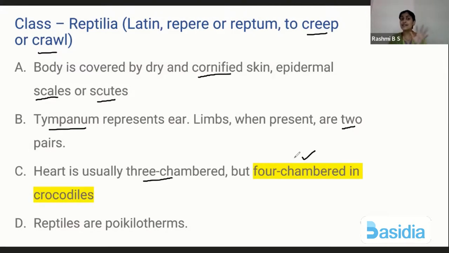And you know, children, reptiles are poikilothermic. Fishes, amphibians, reptiles are poikilothermic, meaning cold-blooded animals. These three classes are cold-blooded. That means their body temperature changes with the surrounding environment.